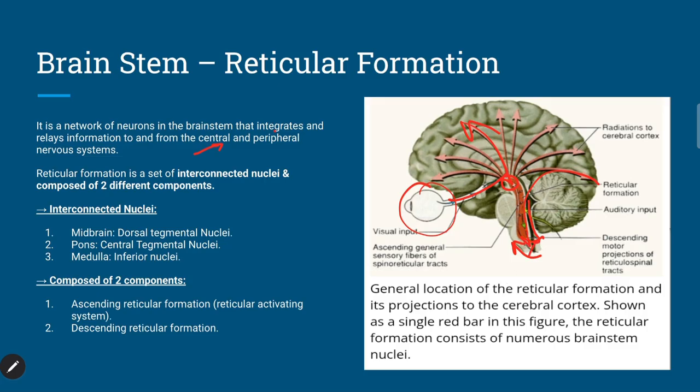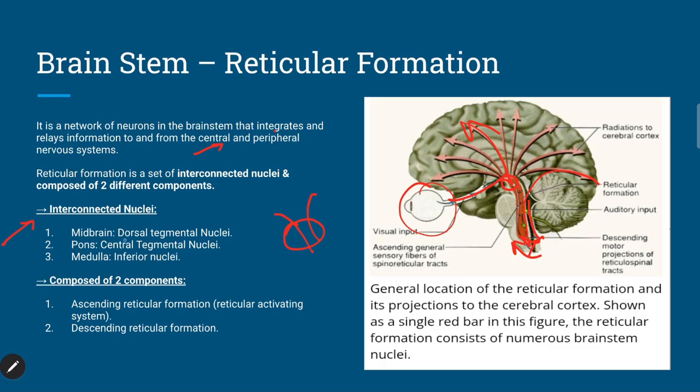So the reticular formation is a set of interconnected nuclei and composed of two different components. As I said before, the brainstem acts as a relay station, and the reticular formation makes it possible. So two different components are interconnected nuclei.